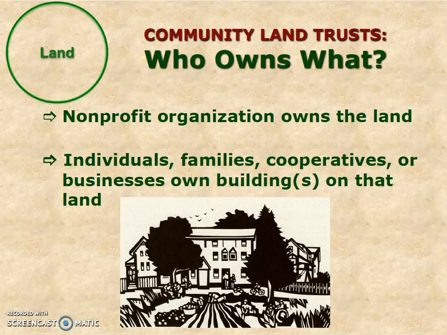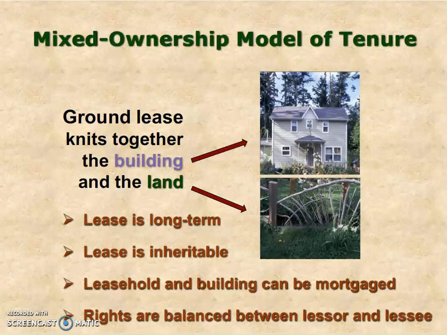So let's turn to the second component of the model, ownership of the real estate. The nonprofit organization I just described owns the land with the intent of never reselling it. The structural improvements on that land, that is the buildings, are owned by somebody else. A family, an individual, a cooperative housing corporation, a small business, or some other entity. A long-term ground lease protects the security of occupancy on that land for the building's owners, while also protecting the interest of the landowner, the CLT.